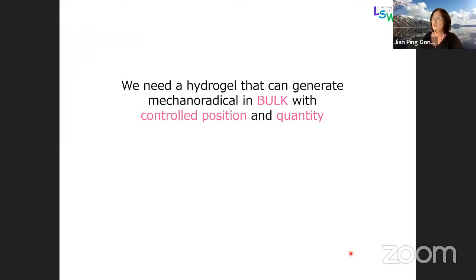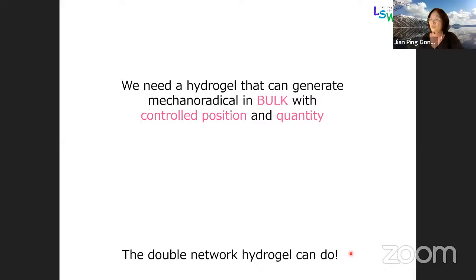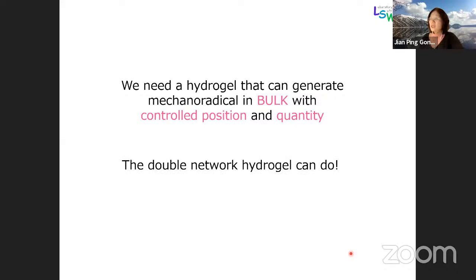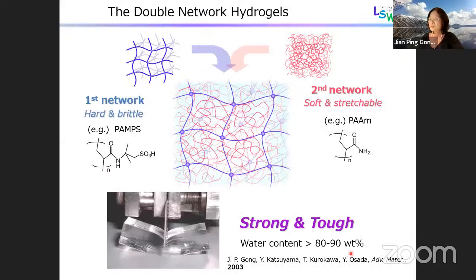So maybe you already know the answer. We need a hydrogel with controlled mechanoradical generation in the bulk of the gel, and also we need a large amount of mechanoradicals that is enough to initiate the polymerization. And double network gels can do this. I guess most of the audience may already know double network gels, but let me explain again, because probably some of you are not familiar with these systems.